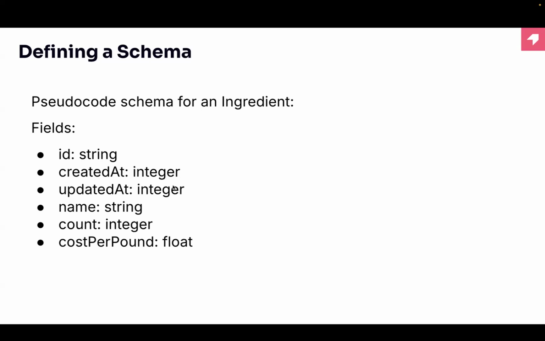We have some other metadata. Say I want to know when it was created and when it was updated. So integers would be timestamps in Unix numbers. And then other things that we actually care about. A name would be a string, count an integer, cost per pound would be a float or a number, depending on what language you're using.